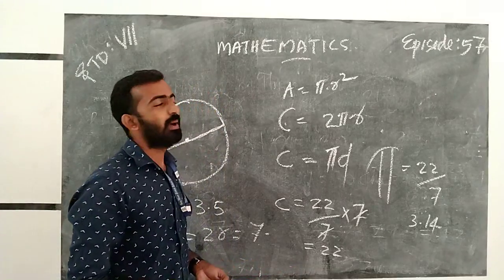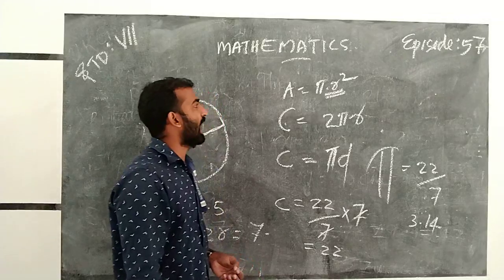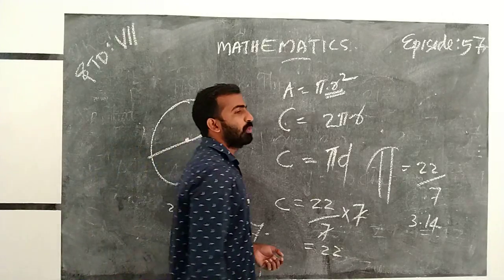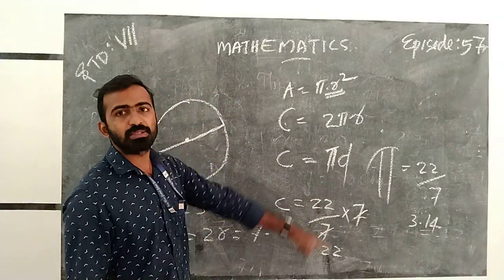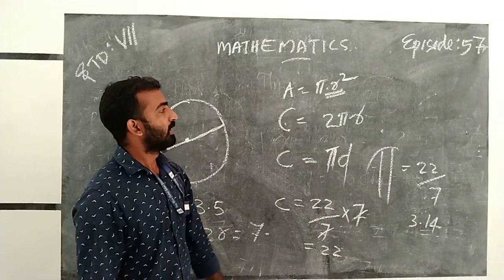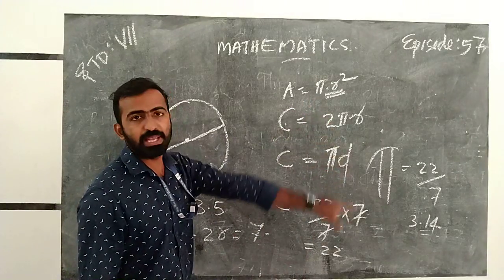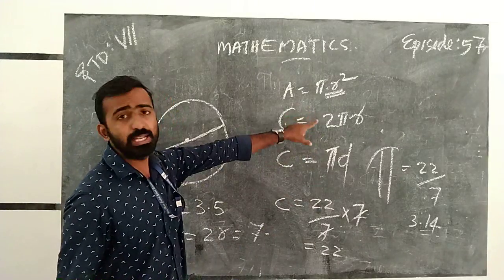Area of the circle is pi r square. Here r means the radius of the circle, and pi is the value 22 by 7, which we can also rewrite as approximately 3.14. That is, area of the circle is pi r square and circumference of the circle is 2 pi r. That is the difference.